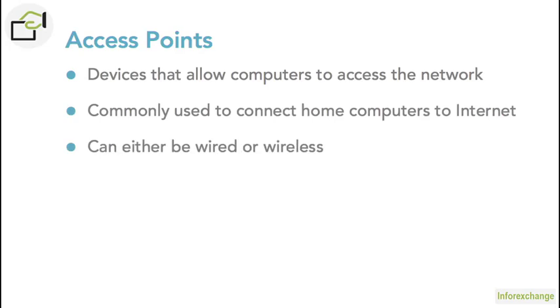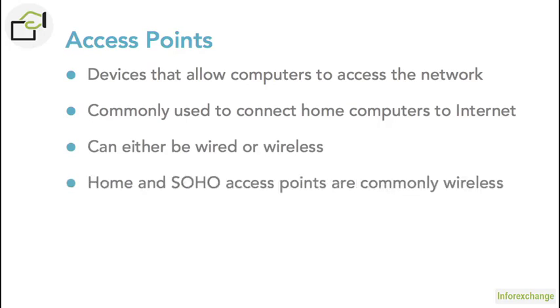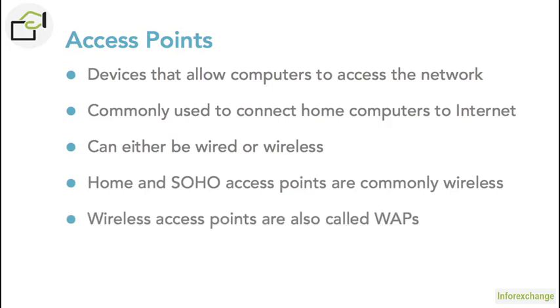Such access points can either be wired or wireless, though by far the wireless access point is the most common access point you're going to run across, both in the home and the small office, home office environment, and even out in the larger corporate environment. Wireless access is by far the most likely you'll see. When referring to wireless access points, we often use the term WAP to shorten it so that we don't have to say the whole wireless access point.